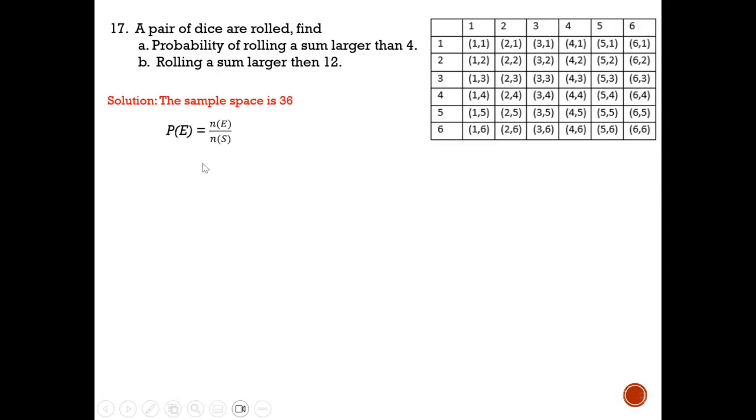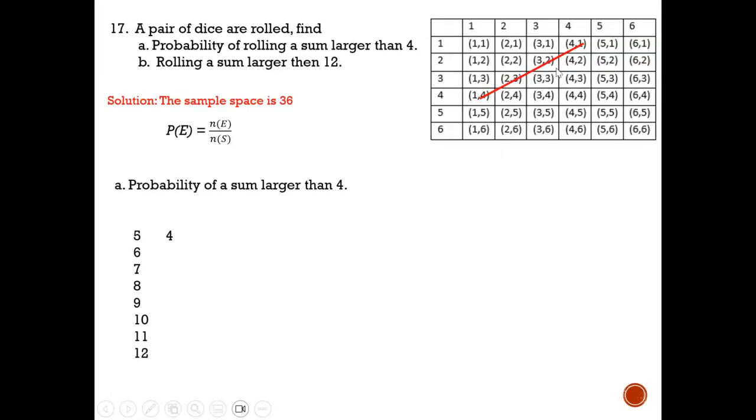Now, the probability of a sum larger than 4 means the sum has to be 5, 6, 7, or 8. So for the 5s, right, this will be the sum of 5. We have 1, 2, 3, 4. So the sum of 5 is going to be 4 of them.